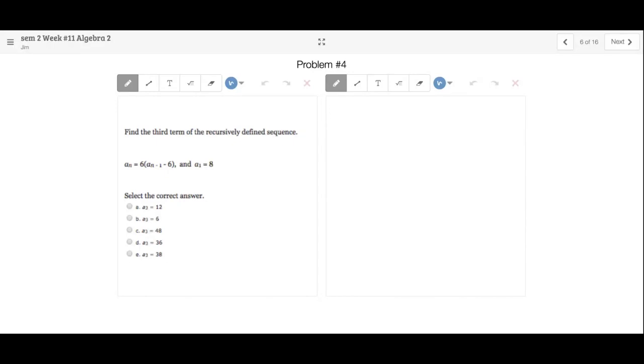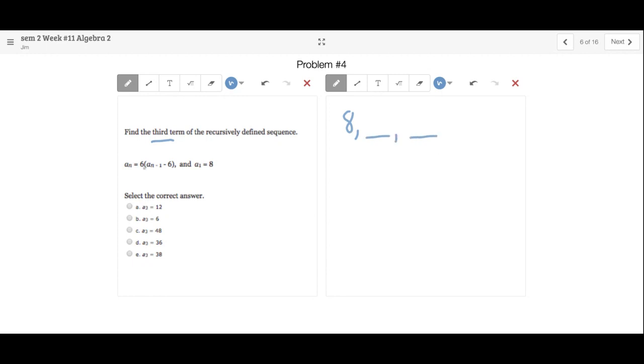All right, so this problem is definitely recursive. Why is it recursive? Can somebody tell me why? You should be able to look at it and say, oh, this is a recursive formula because it gives us the first term. So right away, I know the first term is 8. It asked me to find the third term, so I need to find the second, and then the third.